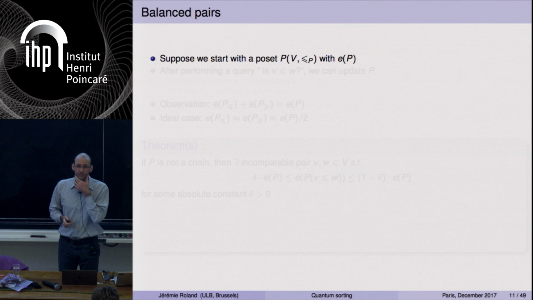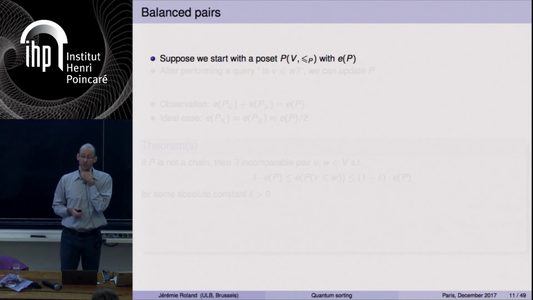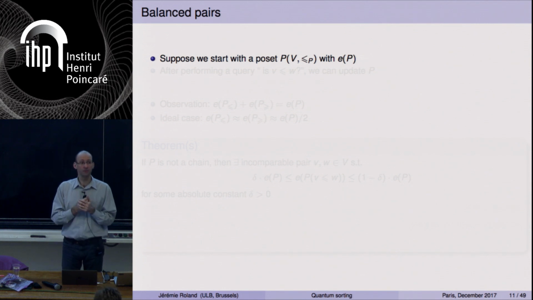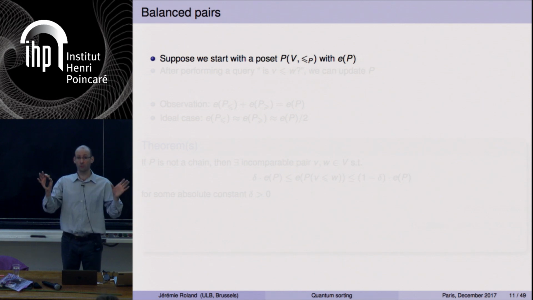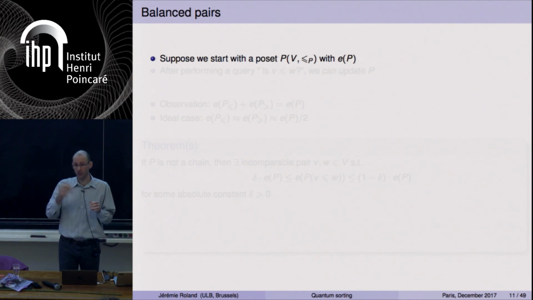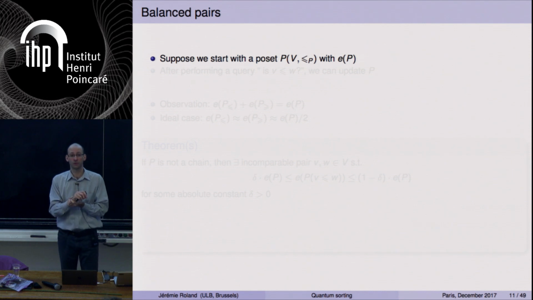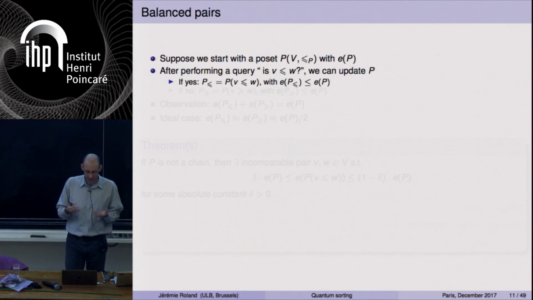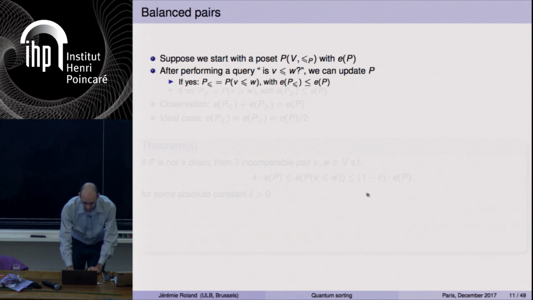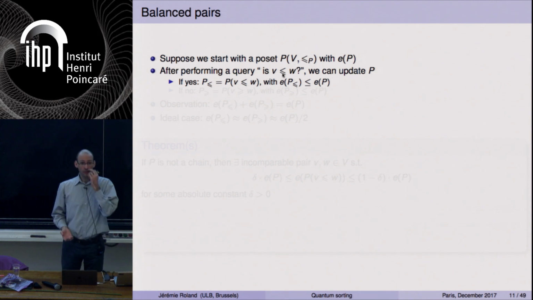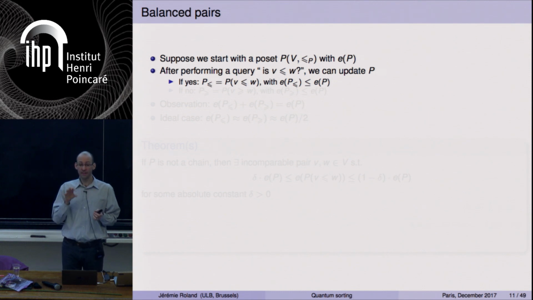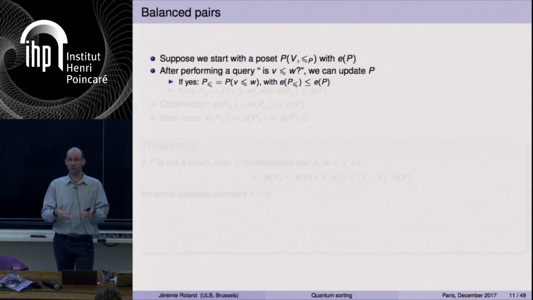In order to design a good algorithm, when you think a little bit about it, there is this notion of balanced pair that appears naturally. So let me explain what this is. Suppose that you have your poset, your partially ordered set P, with some number of compatible total orders E of P. And then at some point, you start by performing a query. Is Vi less than Vj? Is V less than W? Once you get the answer to that query, you can add the answer, either V less than W or W less than V, to your partial order to get a new partial order. So you can update P. Each time you get information by performing queries, you can update P.